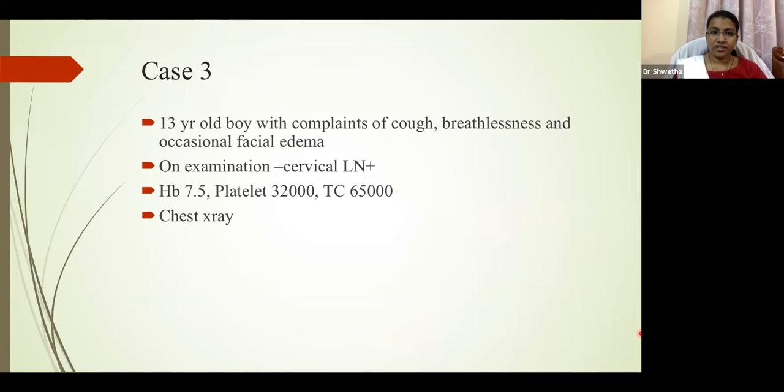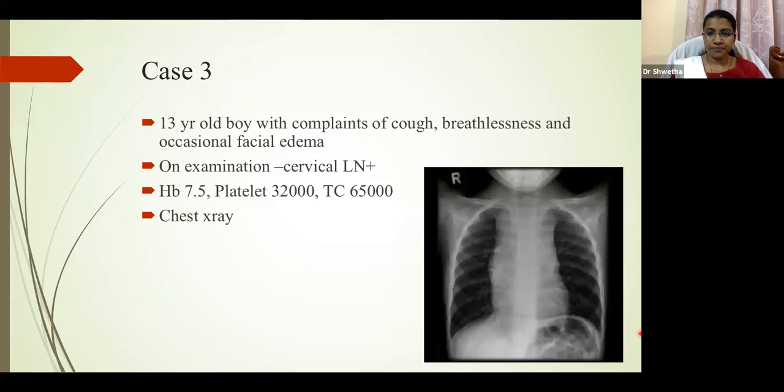So going on to case 3. This is a 13-year-old boy who has presented with complaints of cough, breathlessness, and occasional facial edema. On examination, he has cervical lymphadenopathy, significant cervical nodes, and the hemoglobin is 7.5, platelet is 32,000, total count is 65,000. So he has abnormal counts. And the chest X-ray shows this. So this patient has a mediastinal mass.